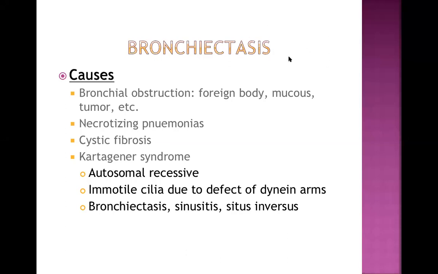Okay, so let's resume our class. We're talking about bronchiectasis and the causes. The most important cause out of these is bronchial obstruction, maybe caused by foreign body, mucus plug, or tumor. One important tumor here may be bronchogenic carcinoma, the commonest lung cancer. Another is necrotizing pneumonia, a very severe type of pneumonia, and one example is staphylococcal pneumonia, which is considered a very serious one.